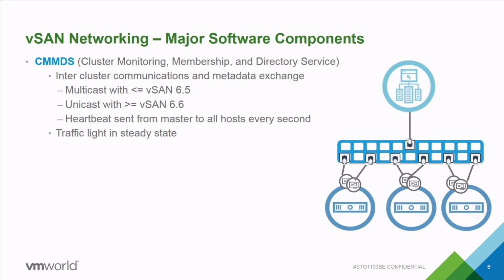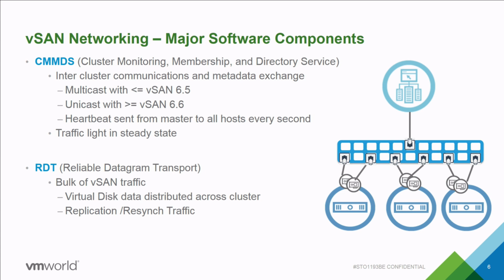Now, typically there's not a lot of traffic here, but if there's like a cluster first forming or a partition and a rejoin, there could be a significant amount of traffic here as we figure out who's part of the cluster and who isn't. The second one is the RDT, the Reliable Data Transport.